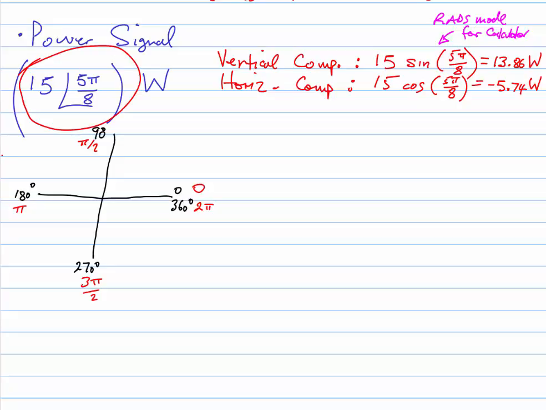Okay, now a signal like 15 angle 5 pi divided by 8 is going to look very much like this thing here. That's supposed to be a straight line, okay, with an arrow on the end. And this angle here is 5 pi divided by 8.